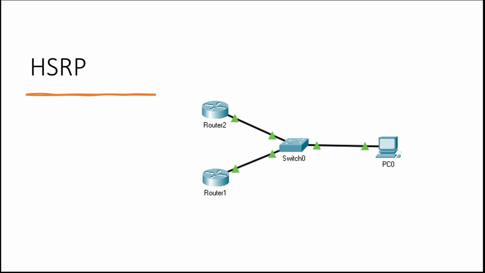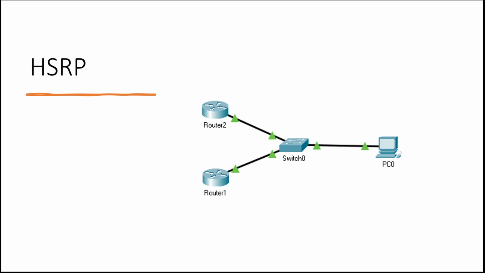And with HSRP, you can see here we have a PC, a switch, and 2 routers. Now with HSRP configured, traffic may go through router 1 by default. However, if router 1 is detected to be down, all of the traffic will switch over to router 2.